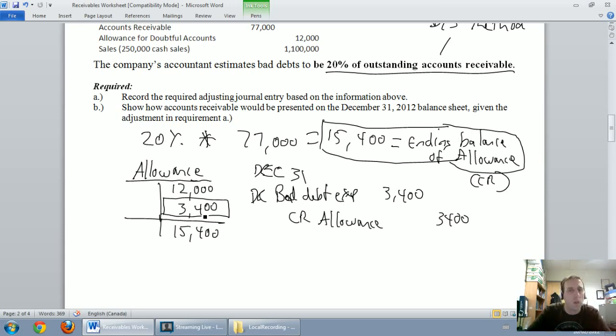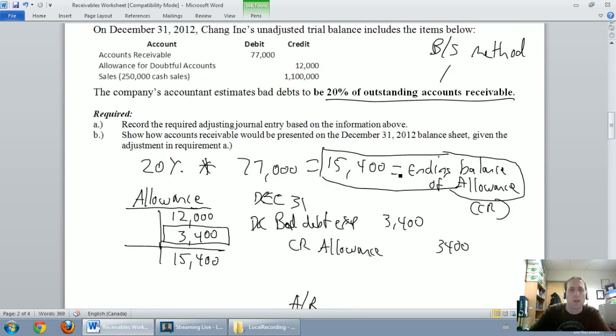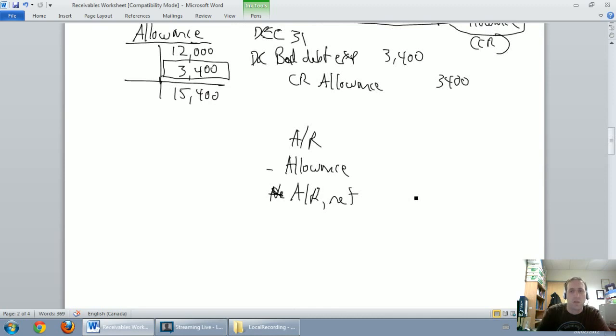Now, what does this look like in terms of balance sheet presentation? Well, again, we should be getting in the habit of this. It's accounts receivable minus the allowance equals our net, I'll say it this way, our AR net. So what's our company's net accounts receivable? Well, let's figure it out. Our accounts receivable was 77,000. The ending balance of our allowance is 15,400.